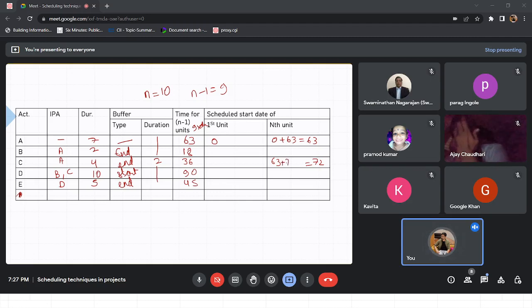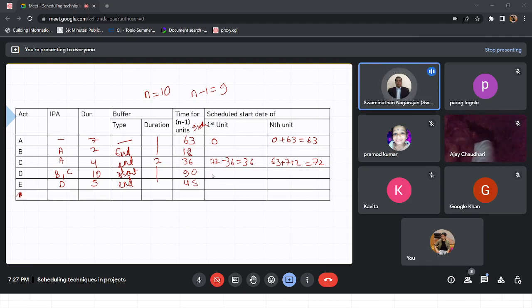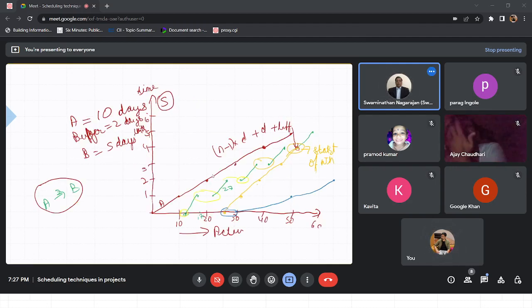63 plus 7 plus 2, we got 72. Now, if this is the nth unit, we have to complete n minus 1 units before that. So when can we start? 72 minus 36, 36, right? So basically we are saying we will bring in the people who are capable of doing that activity on the 36th day, in order to avoid the underutilization earlier. Yeah, definitely. Correct.